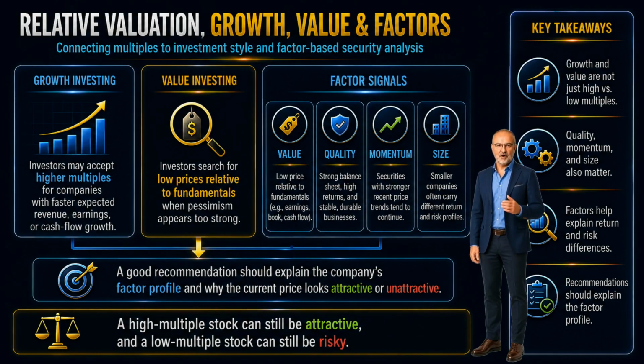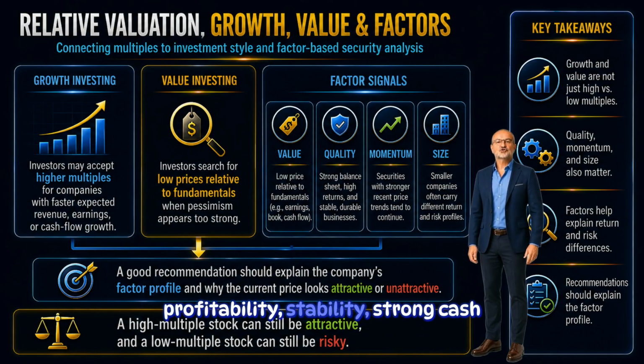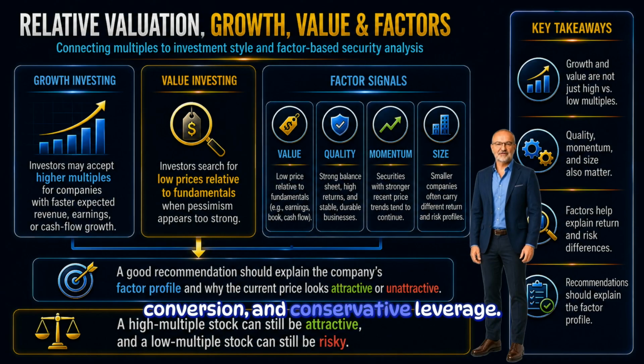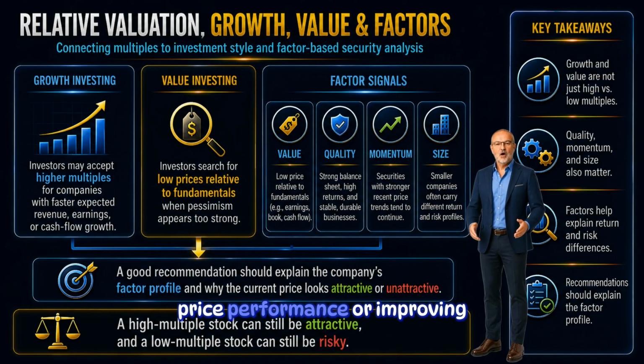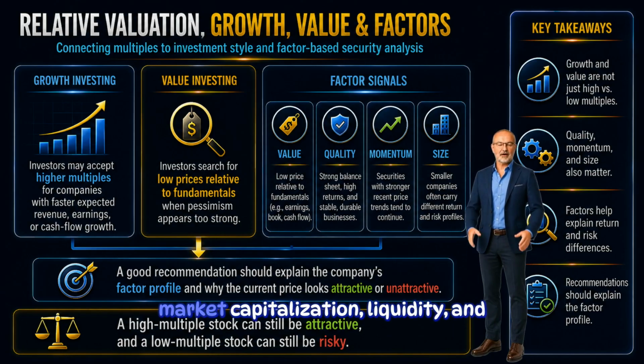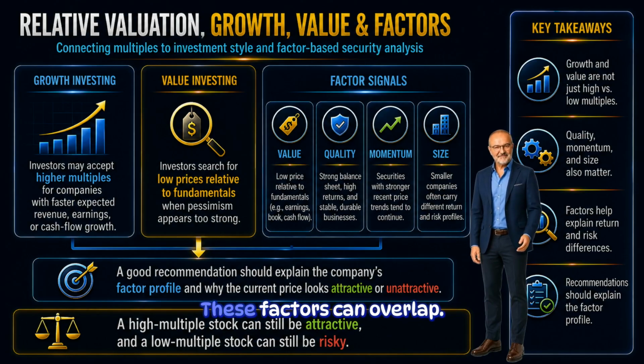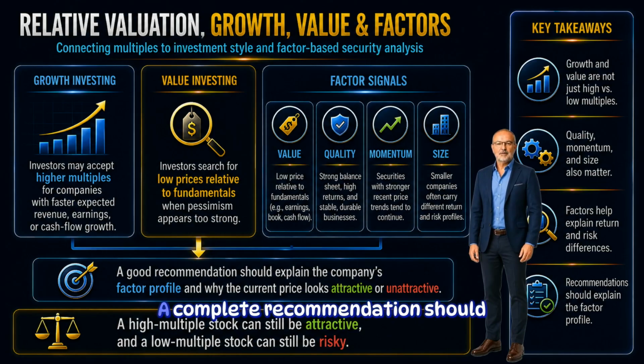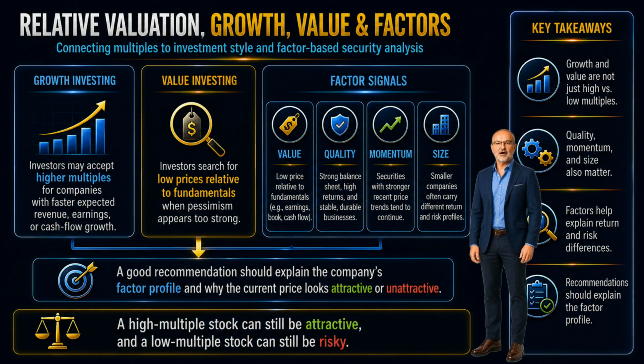Quality signals point to profitability, stability, strong cash conversion, and conservative leverage. Momentum signals show improving price performance or improving earnings expectations. Size signals relate to market capitalization, liquidity, and analyst coverage. These factors can overlap. A complete recommendation should explain the company's factor profile and why the current price is attractive or unattractive.